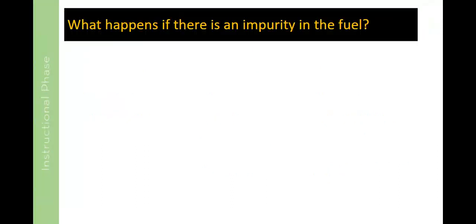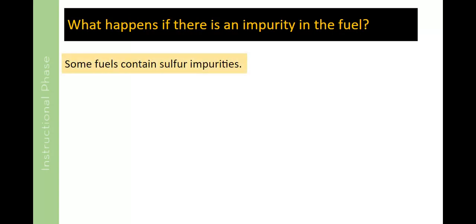So the final problem with combustion. Sometimes fuels can contain an impurity, so it can contain something other than what should be in that fuel. Now, quite a lot of the time, that impurity is sulfur. Now, if you look on your periodic tables, you can find sulfur with the symbol S. This is what sulfur looks like.